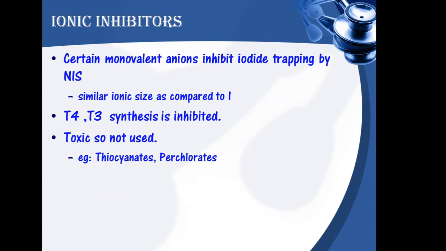Next is ionic inhibitors, that is, certain monovalent anions that inhibit iodide trapping by NIS because they have a similar ionic size as compared to iodide, and T4 and T3 synthesis is also inhibited. The drugs used are usually toxic, so they are not usually preferred. Examples include thiocyanates and perchlorates.